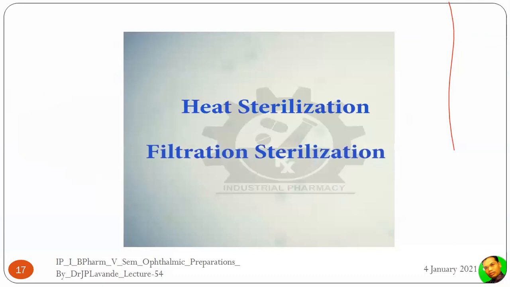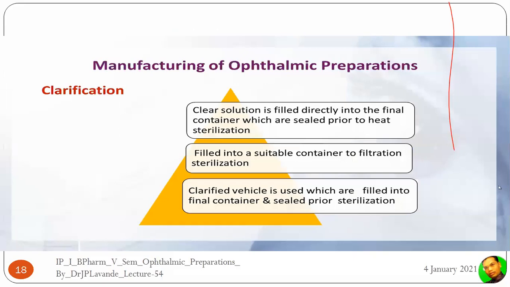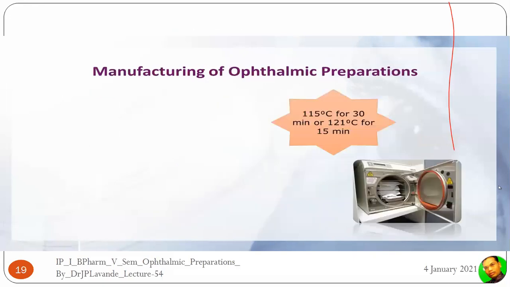So the sterilization will involve different methods, like heat sterilization and filtration sterilization. Depending on the properties of the ingredient, one has to select either the filtration or the heat sterilization method. Then the product is filled into the final container and sealed prior to sterilization.